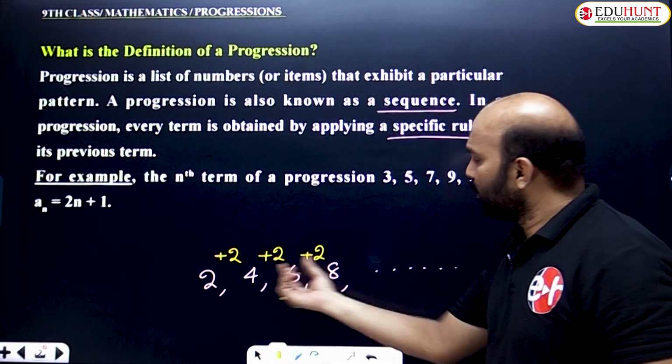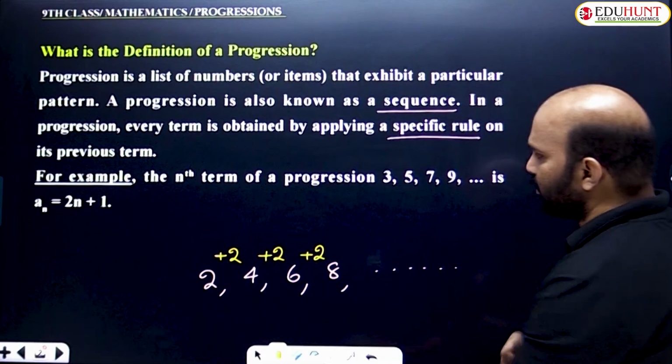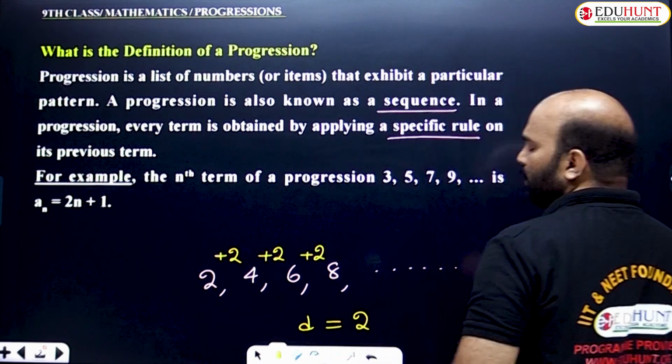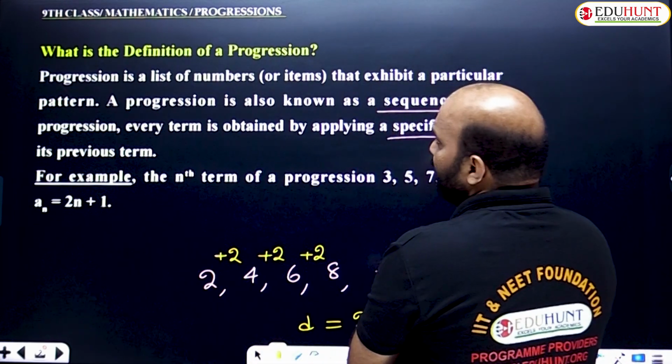Am I clear? So here it is called the common difference. Here D stands for common difference, which is 2. Am I clear? So clearly we need to identify that.